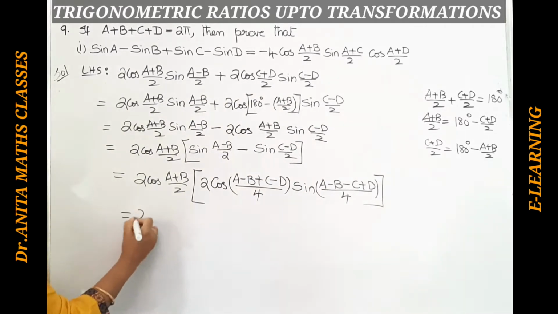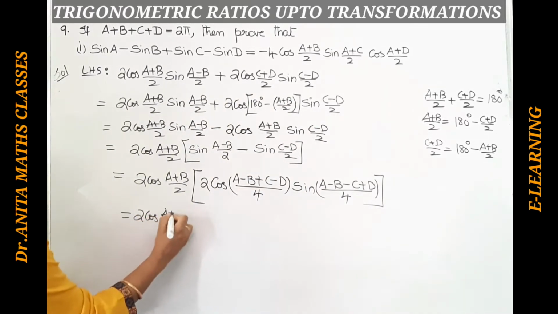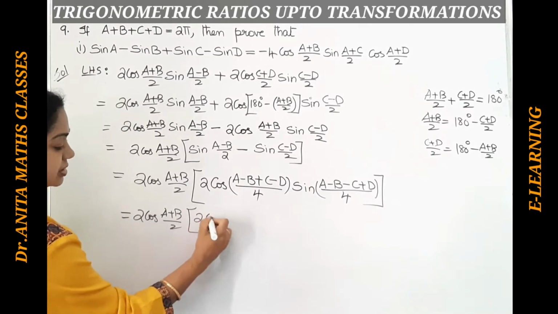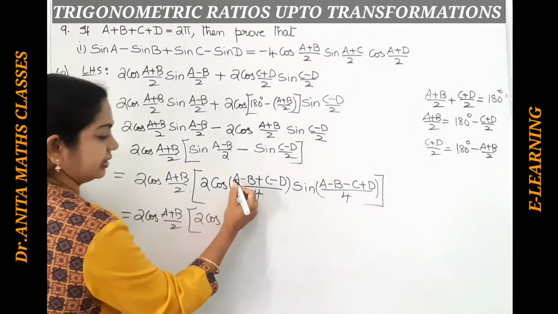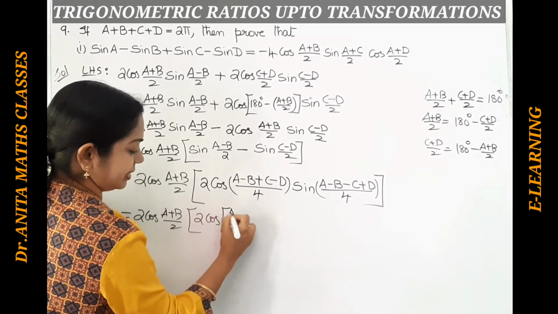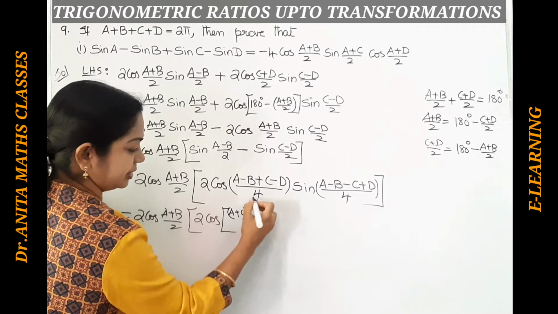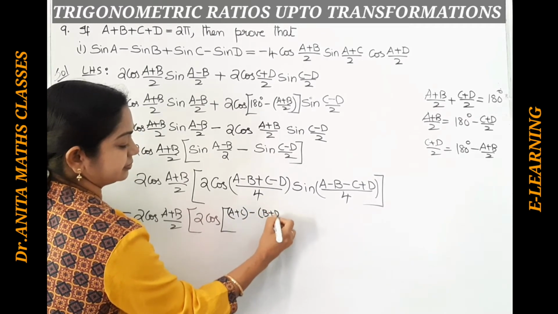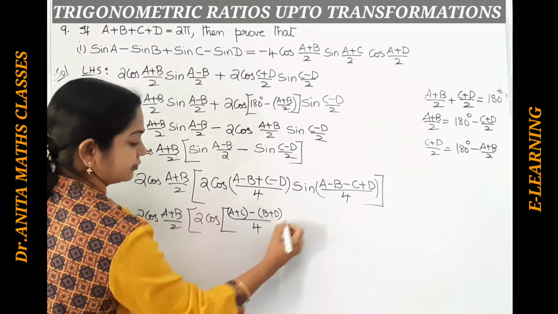Now here this becomes 2 cos (a plus b)/2. Here 2 cos. Now we will write here, if you are taking this a plus c on one side, I'll group it here, and minus, so this becomes (b plus d) by 4.